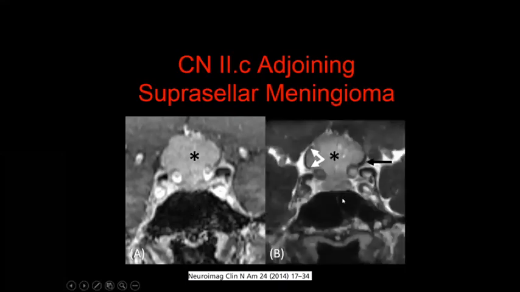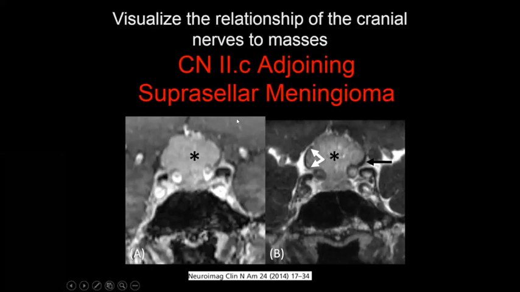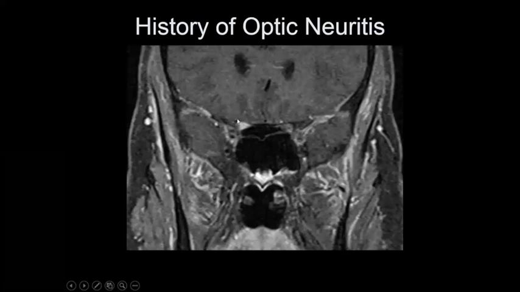But once we give contrast, on the post-contrast CISS sequence, we can see that the optic nerves are very well seen. And you can see the extent of deformity of the right prechiasmatic optic nerve here, and also the displacement of the left prechiasmatic optic nerve in a way which is much easier to appreciate than on standard post-contrast T1 weighted imaging. So again, we can use this technique to assess the relationship of masses to cranial nerves or other vital structures.